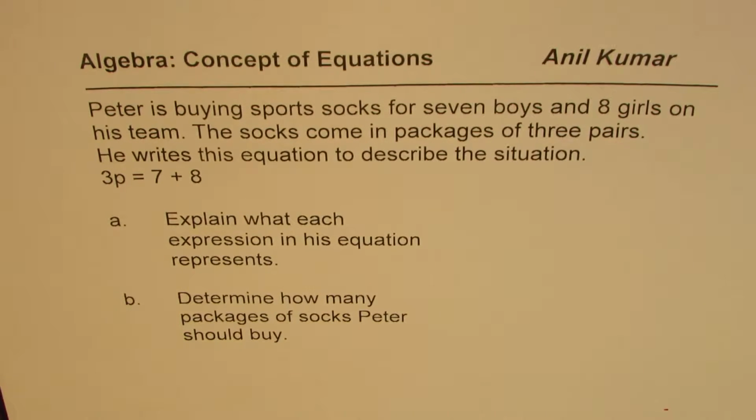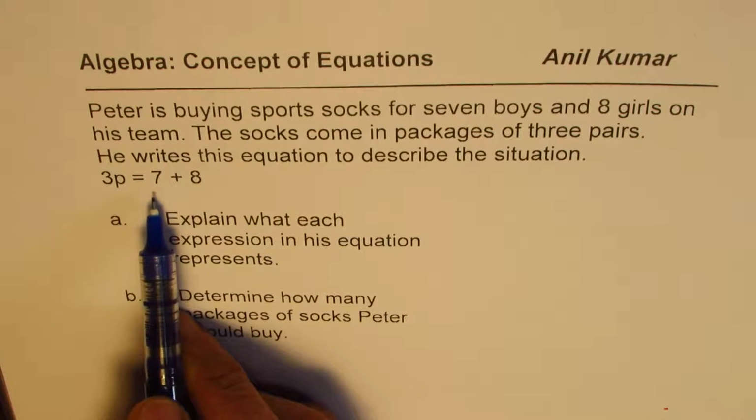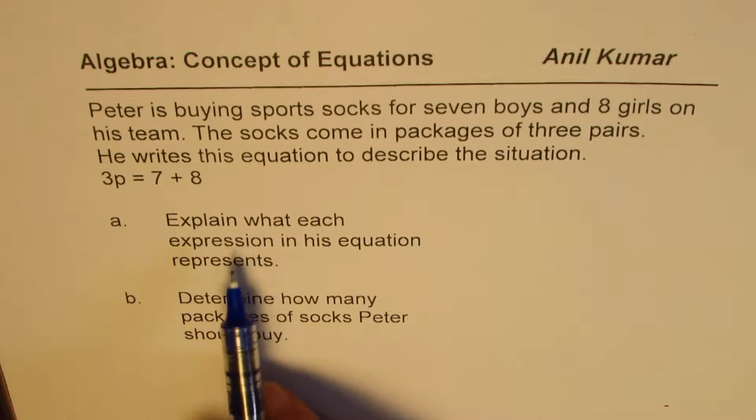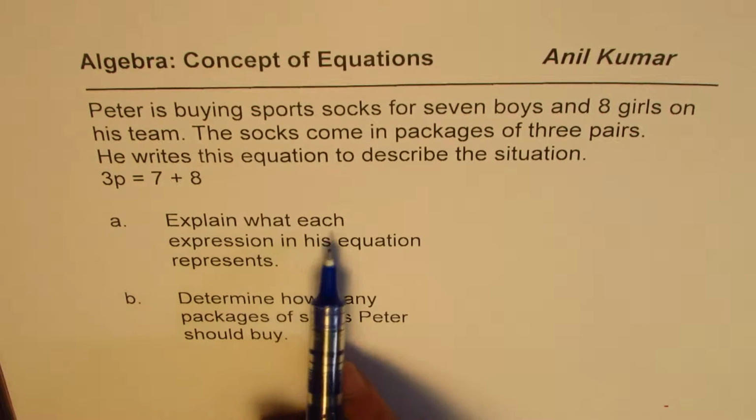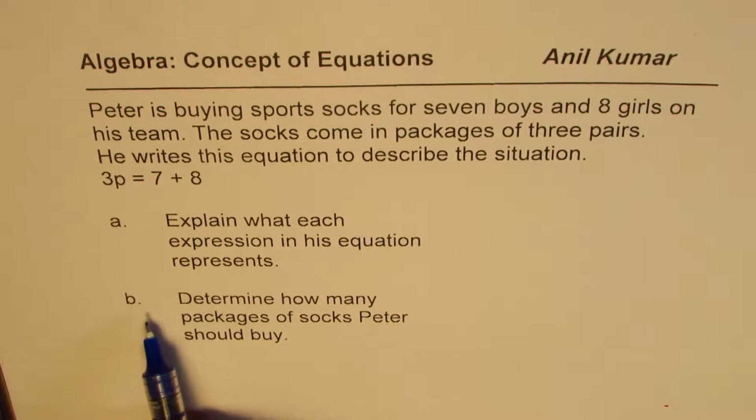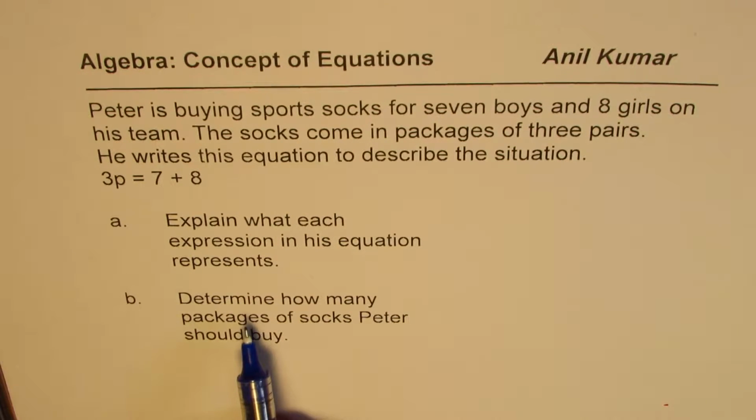Peter is buying sports socks for 7 boys and 8 girls on his team. The socks come in packages of 3 pairs. He writes this equation to describe the situation: 3p equals 7 plus 8. It has two parts. Part A: explain what each expression in his equation represents. And part B: determine how many packages of socks Peter should buy.